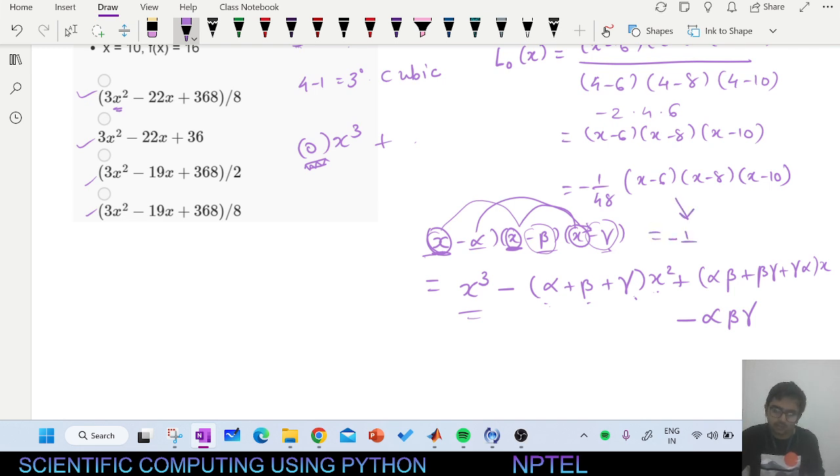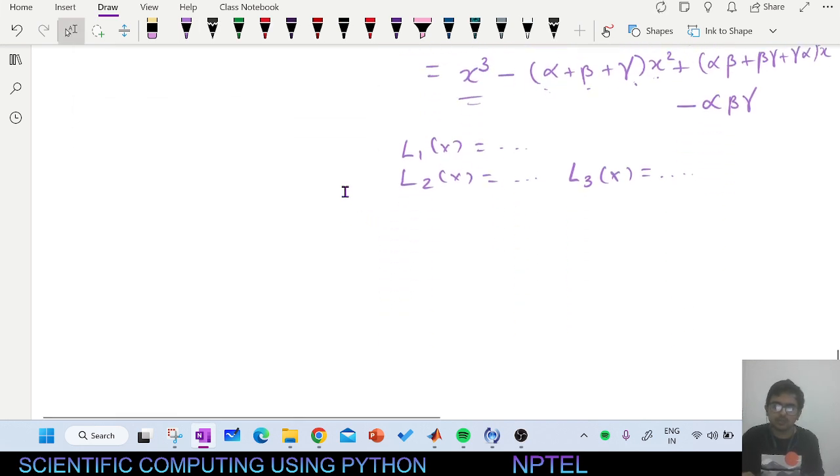Maybe I can just write out minus 1 over 48, x cube minus 24 x square plus 188x minus 480. Okay. Similarly, you get L1 of x, L2 of x. Okay. It's painful, but definitely doable, right? And in fact, if you have a programmable calculator and it is allowed, then you can use it.